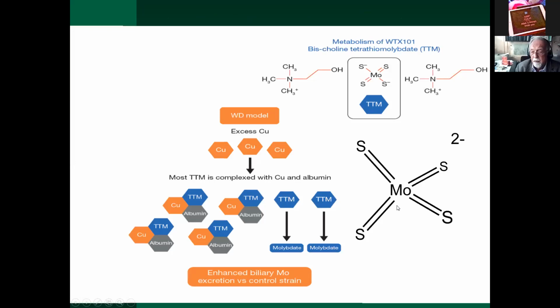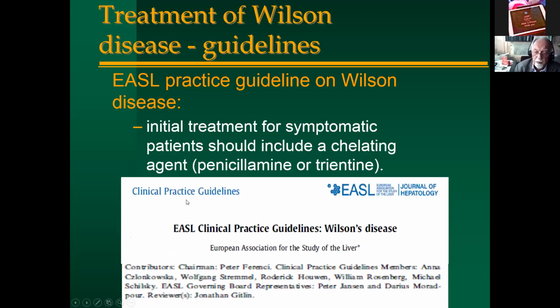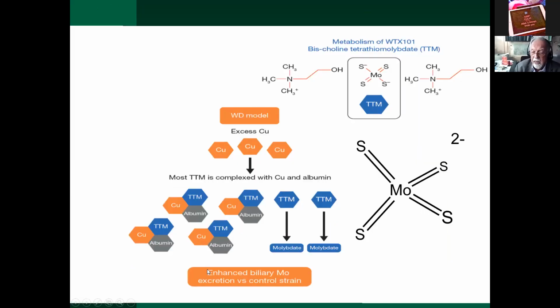And you see here the tetrathiomolybdate structure. The chemical formula in the middle is molybdate and 4 sulfur atoms. And they form a tripartite complex with copper and albumin, which is excreted in the urine, and partly, and that's very important, excreted by biliary excretion, the normal way to get rid of copper. Detailed results of this study are not yet published. I know some of them, but I am bound by confidentiality not to say more than this.